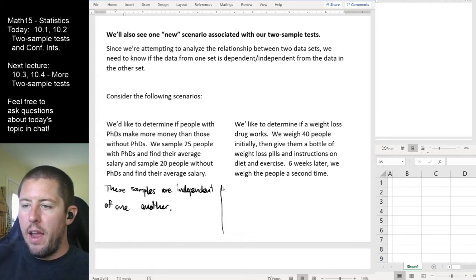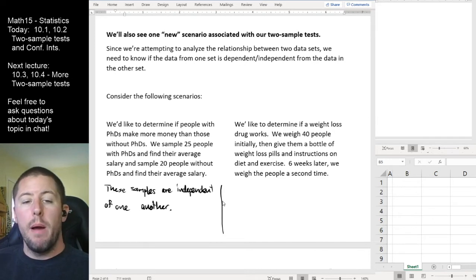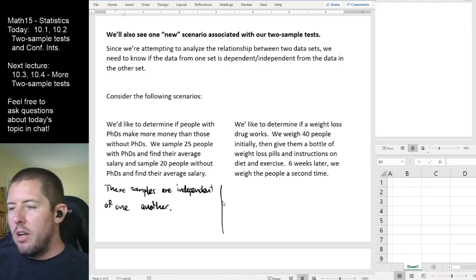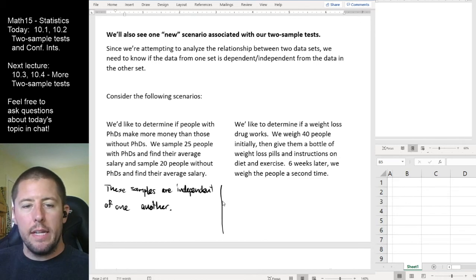On the other hand, if we're talking about weight loss, the example that we saw up above, if we'd like to determine if a weight loss drug works, we're going to weigh 40 people initially. Then we're going to give them a bottle of weight loss pills and instructions on diet and exercise. 6 weeks later, we're going to weigh the people a second time. The important thing to notice here is that because we're collecting a before and after sample, we're really collecting data from the same people two different times.